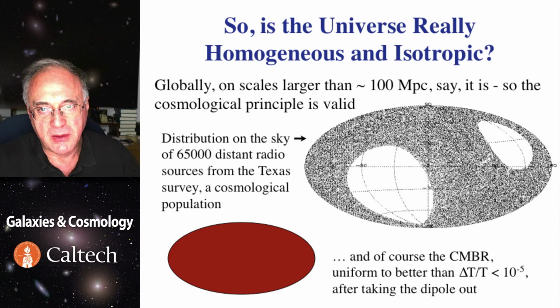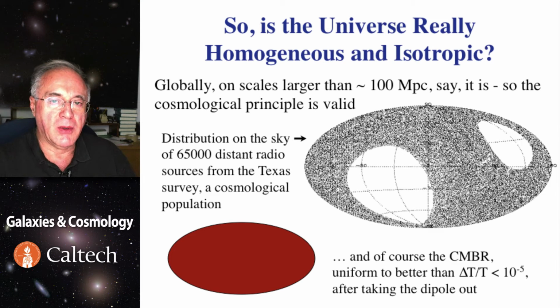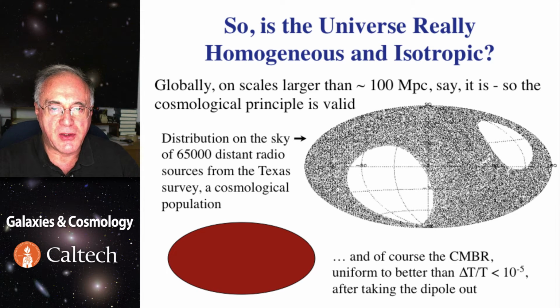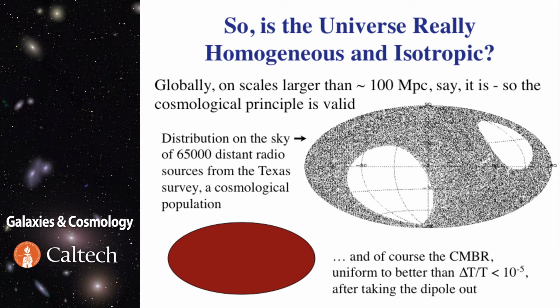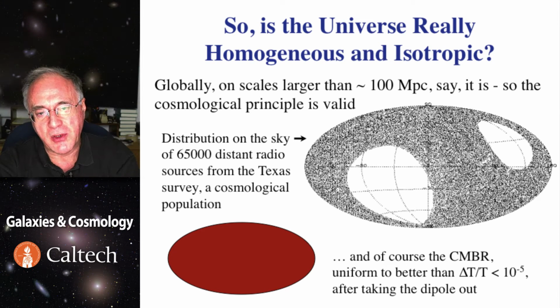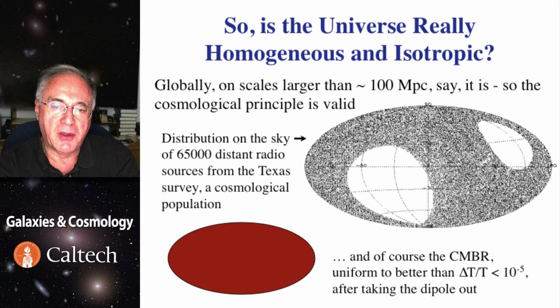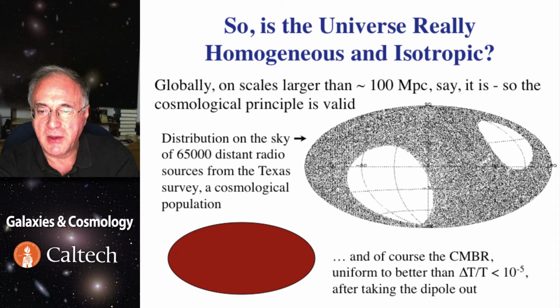Why is this important? Well, is it really true? Well, it is true on scales larger than about 100 megaparsecs. And there are a couple of experimental pieces of evidence for that. The map on the right shows positions of radio sources in the sky. Those tend to be very far away, and so they're a fair sampler of the universe's volume. As you can see, it does look pretty homogeneous.